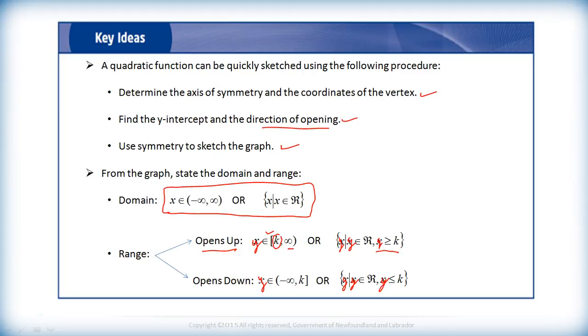I'm making excuses now. In any event, if our graph opens downward, we can say that y has to go from -infinity up to the vertex, or it's any number that's less than or equal to it.